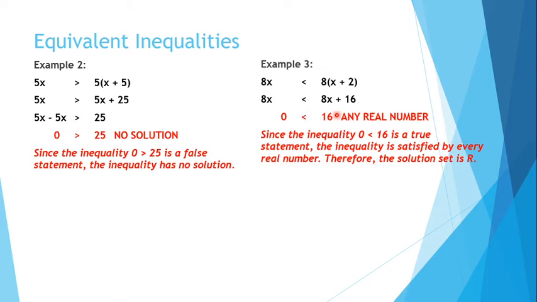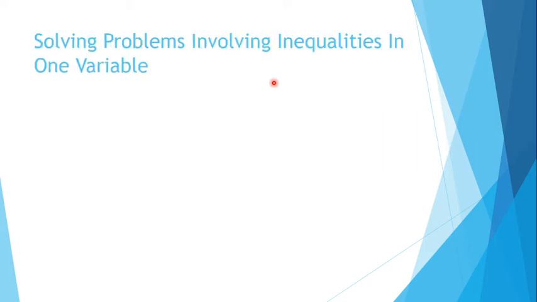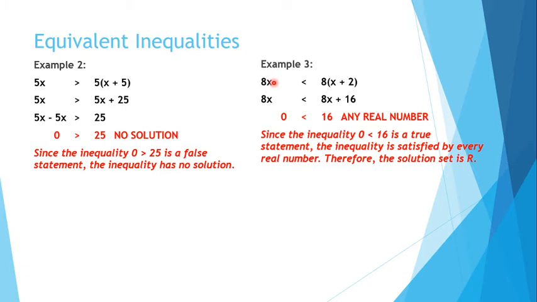So when you encounter this problem, you just have to put any real number, or you put SS, or solution set, colon, and then R, which means real numbers. So again, even if you put 1, 2, 3, 4, 5, a negative number, a positive number, a fraction, whatever real number you substitute for x, it will always satisfy our inequality. Now that is for equivalent inequalities.